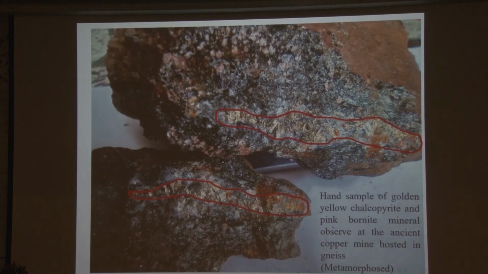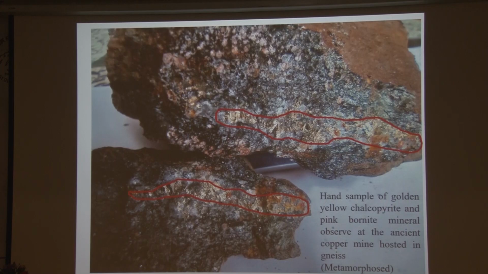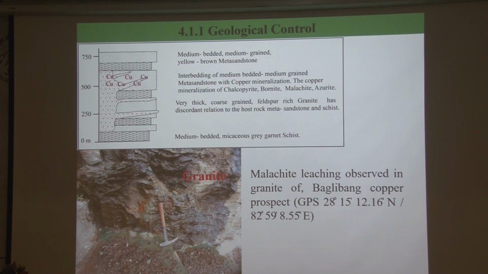In these photographs, you can see the vein of chalcopyrite. This is the hand sample photograph taken from inside the adit, where the mineral vein is present in the host rock. And here is the small pink thing, that is bornite, which is also present inside the ancient adit. So let's move to the geological control of the deposit.